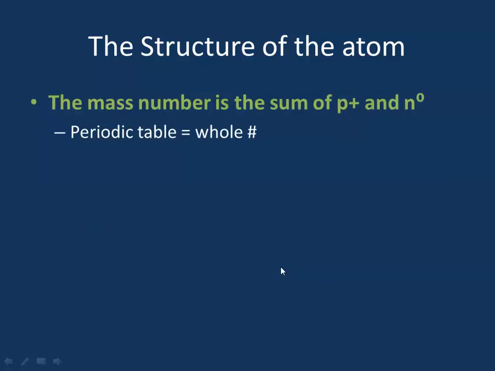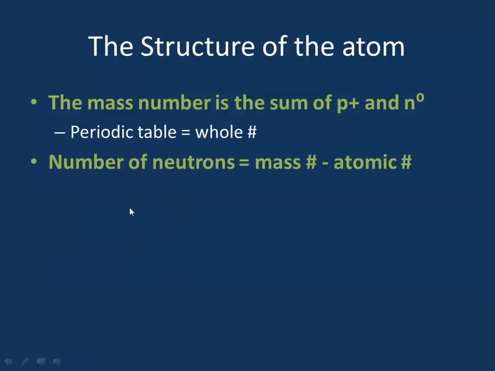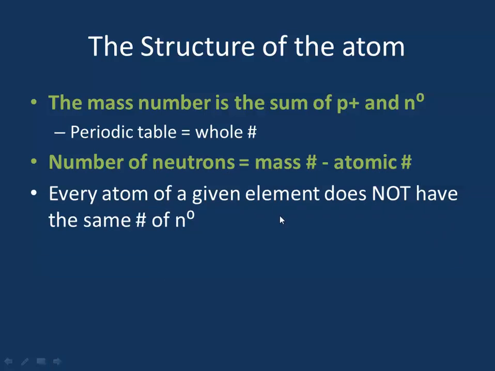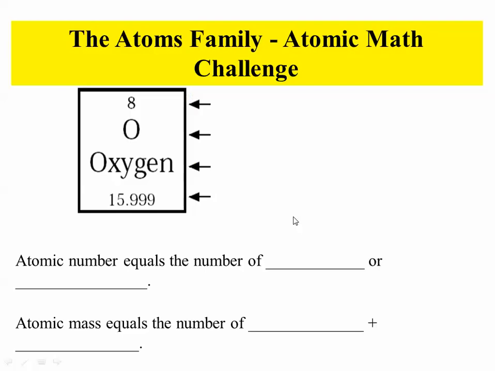The mass number is the sum of how many protons and neutrons we have. On the periodic table, you'll see a decimal place where the atomic mass is. We're going to round that decimal to the nearest whole number. The number of neutrons will equal that rounded mass number minus the atomic number, and that will give us our number of neutrons. Every atom of a given element does not have the same number of neutrons, and we'll talk about what neutrons do to an element a little bit later.